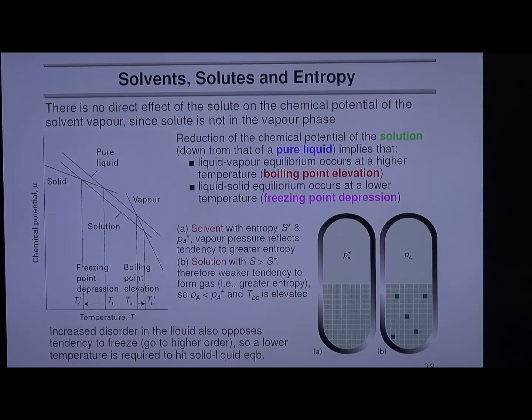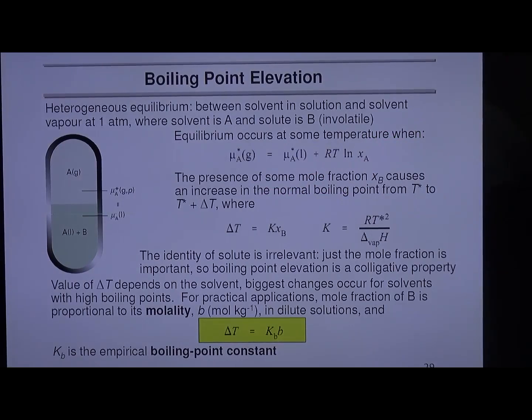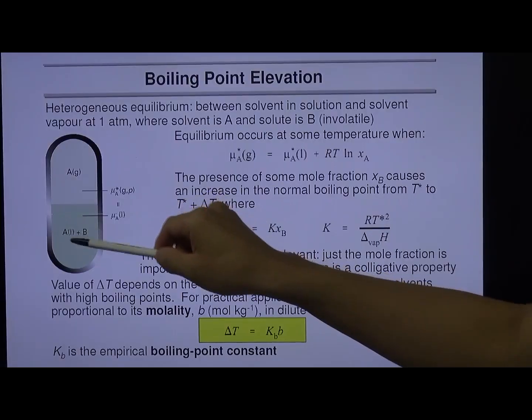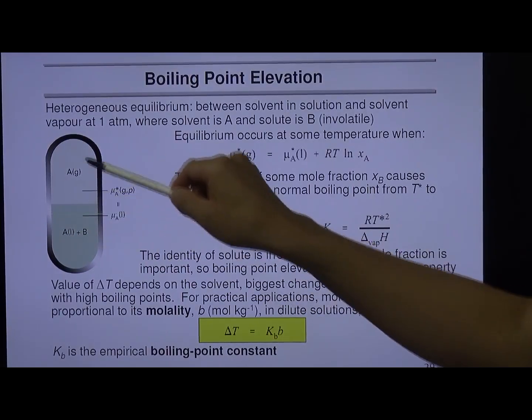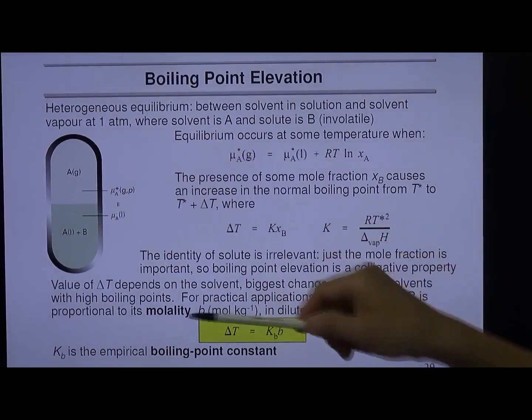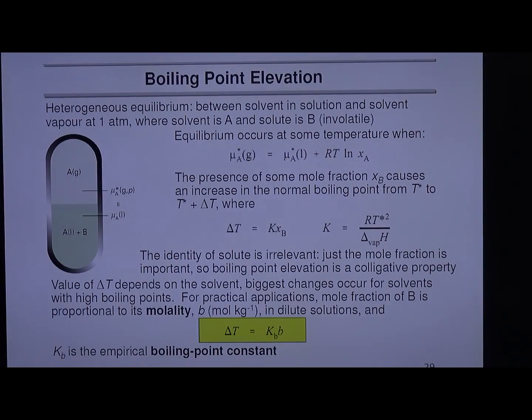Okay. Then, how much elevation and how much depression we experience upon adding solute? Alright, let's calculate it. The calculation is simple, actually. We have solvent A, and A is the only volatile material. So in the gas phase, we also have only A, and we add some B solute in the liquid, okay? And equilibrium between liquid and gas occurs at some temperature, right?